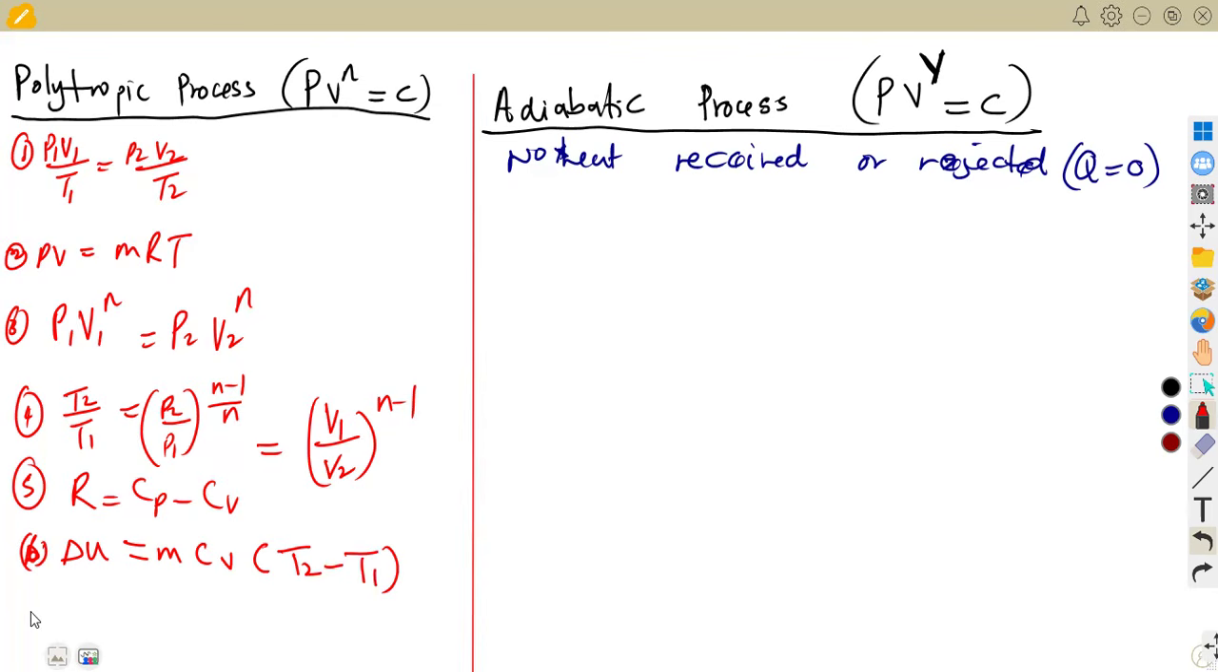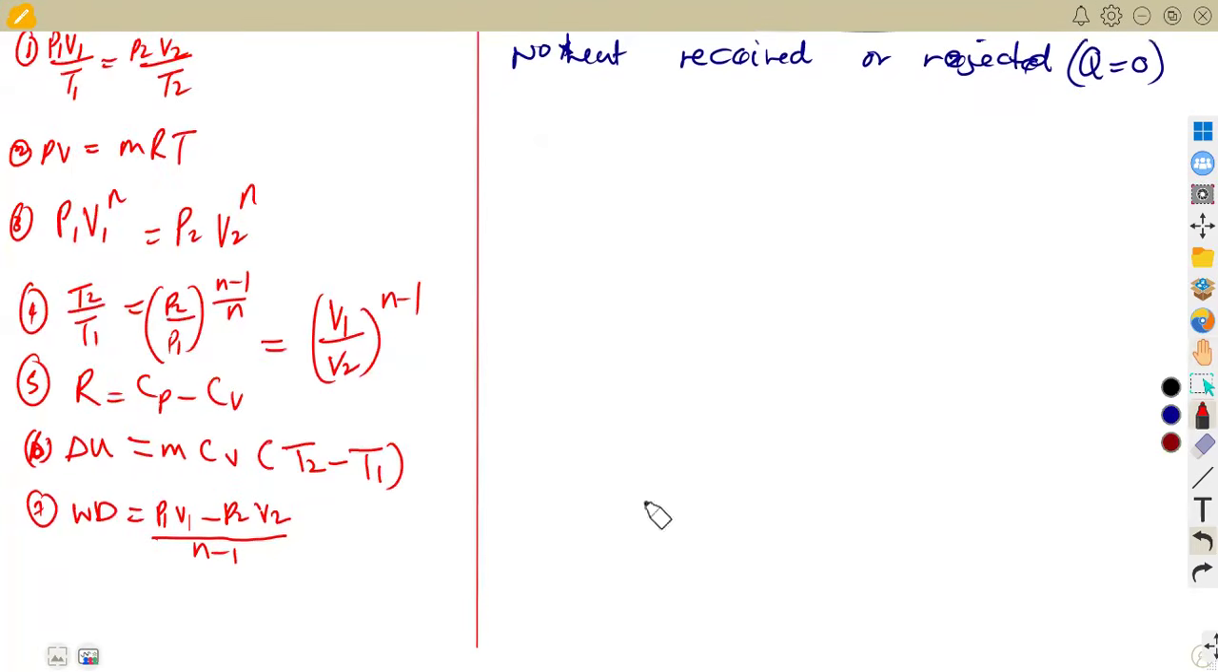Okay, then also you are supposed to know the work done here. That is equivalent to, you can use the formula (P1 V1 minus P2 V2) over (n minus 1). So this same formula, remember I said P1 V1, P2 V2 is mRT. So this can be given as mR times (T1 minus T2), everything over (n minus 1), in kilojoules, you can find your work done.